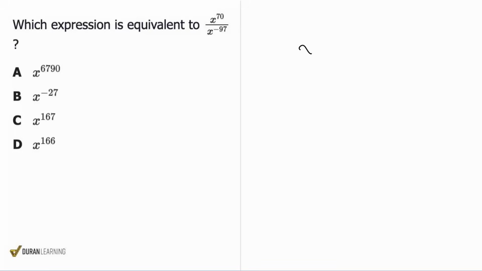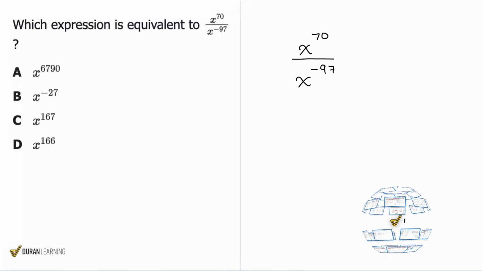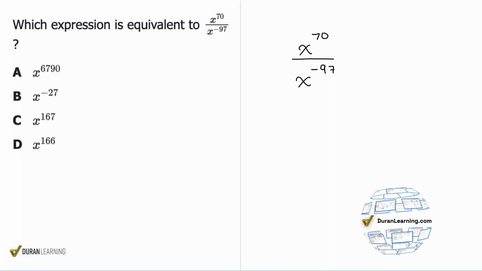We have x to the power of 70 divided by x to the power of negative 97. Everyone, by rule, when we are dividing powers of the same base, x in this case, what do we do with those exponents again? We subtract those exponents. Exactly. When we are dividing powers, subtract those exponents.